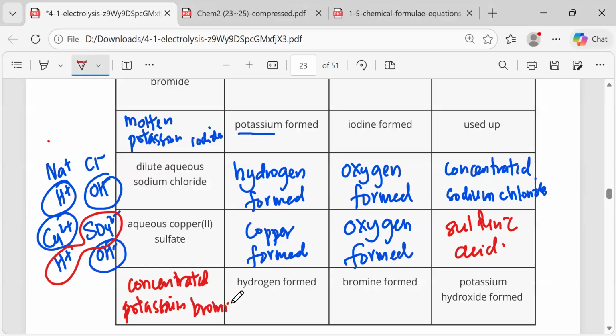Can I write aqueous instead of concentrated? You have to write concentrated and aqueous. You write both.